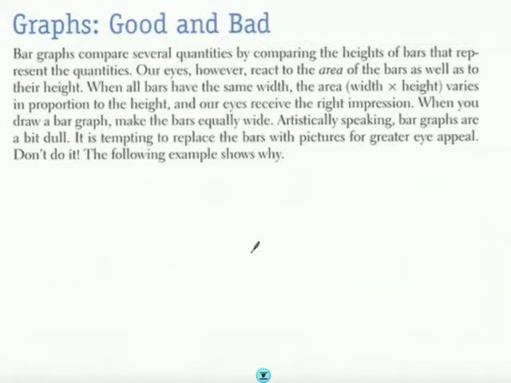Artistically speaking, bar graphs are a bit dull. It is tempting to place the bars with pictures for greater eye appeal. Don't do it. The following example shows why.